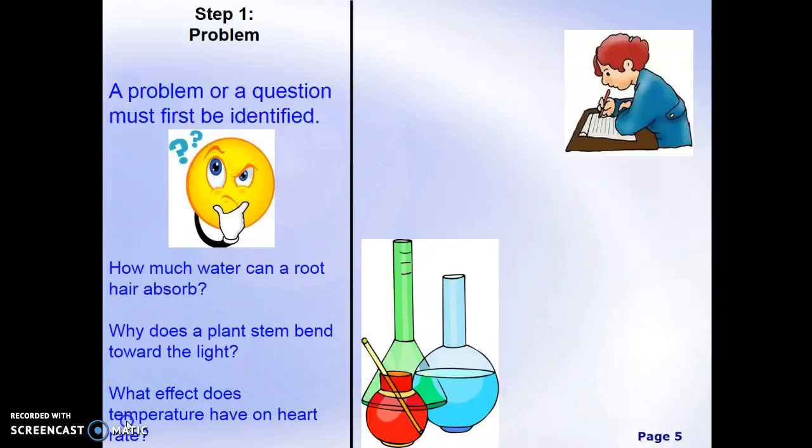Why does a plant stem bend towards the light? We're definitely going to look at that. And then what effect does temperature have on heart rate? So that's a very good question that you can answer, okay?